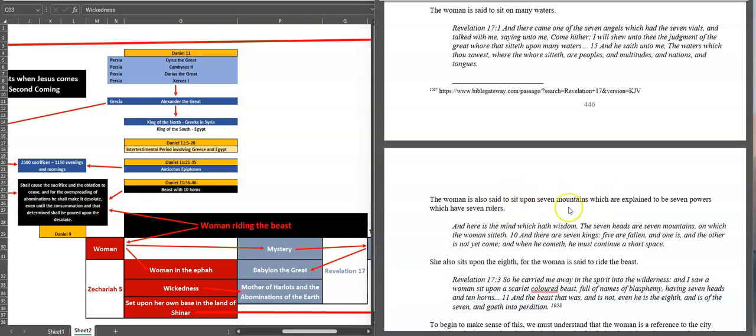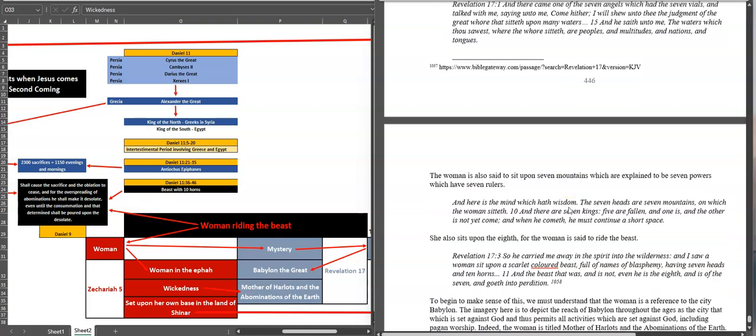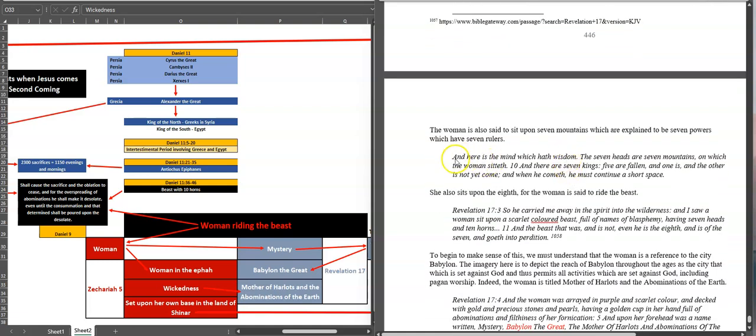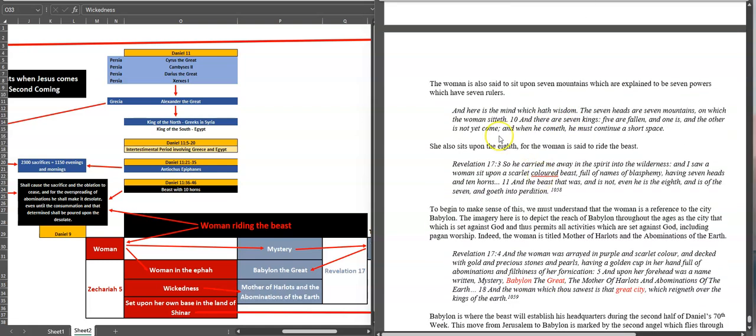I just updated that, so I'll reread it. The woman is also said to sit upon 7 mountains, which are explained to be 7 powers, which have 7 rulers. Here is the mind which hath wisdom. The 7 heads are 7 mountains on which the woman sitteth, and there are 7 kings, so 1 king per mountain. 5 are fallen, 1 is, the other is not yet come, and when he cometh, he must continue a short space.